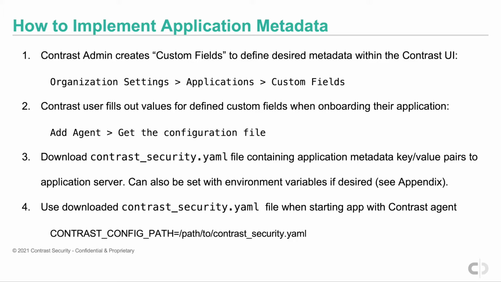Third, the user onboarding the application will download a YAML configuration file that includes key value pairs for the defined application metadata. If automation is used in the previous step, this configuration file should be automatically generated, or you can optionally use an environment variable at deploy time instead. Last, the configuration file will be used when starting the application, adding the defined application metadata to the application within the Contrast UI. Now let's show some examples of this.